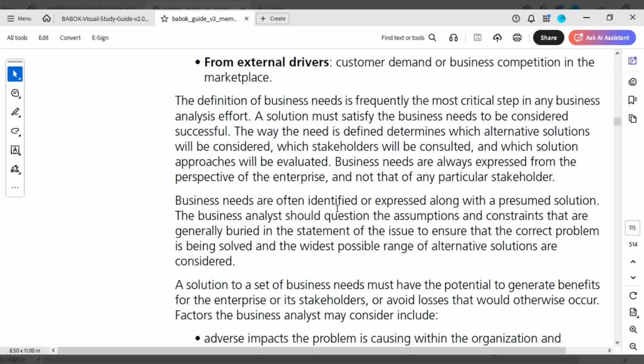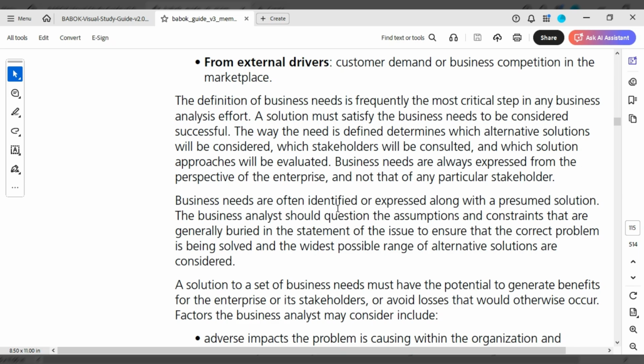Okay. Now, moving on from there, the definition of business needs is frequently the most critical step in any business analysis effort. Very important. A solution must satisfy the business needs to be considered successful. So when you have a solution and it doesn't meet a business need, it is not successful. The way the need is defined determines which alternative solutions will be considered, which stakeholders will be consulted, and which solution approach will be evaluated. So the way you define your needs determines all this.